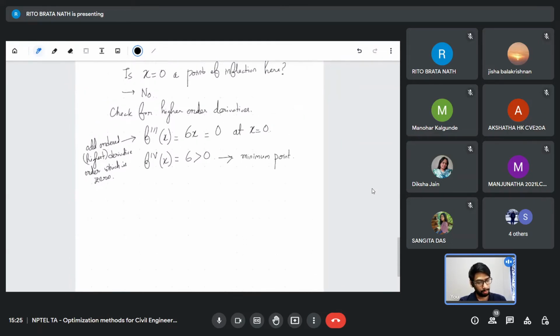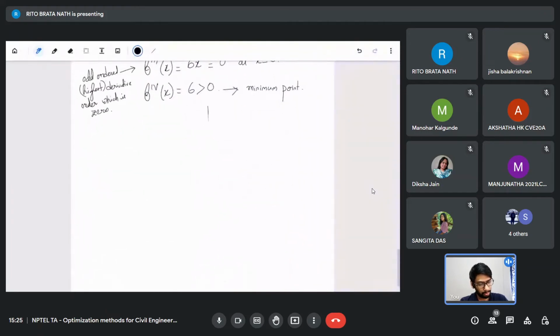And this is again true. If you draw the graph of this function, it will increase on this side and then something like this. So whatever happens, you get positive values on either side of zero, and at zero, this function takes a minimum value of zero. So this is the minimum point.